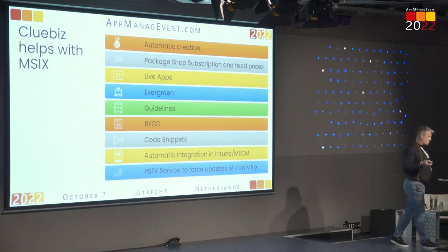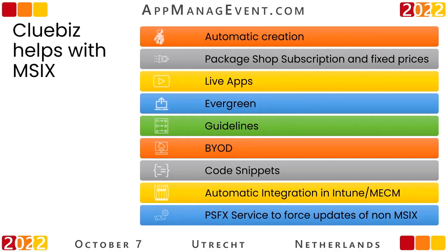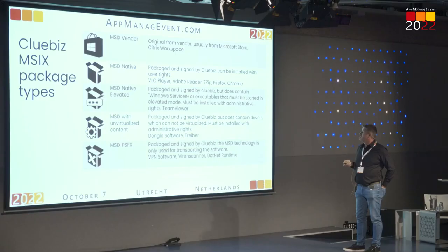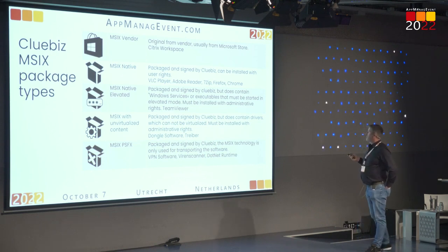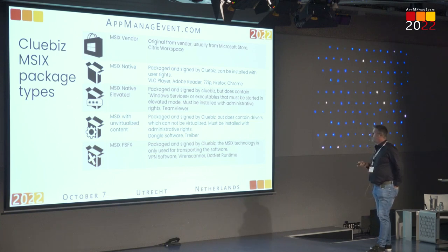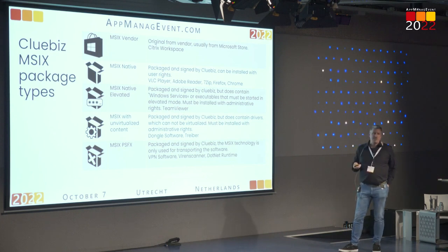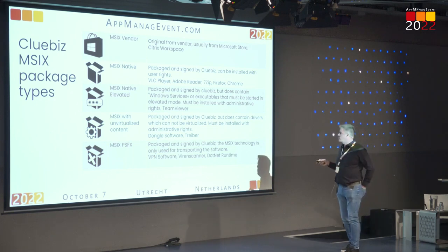And in the end, we have an additional service where we can provide non-compatible MSIX packages. So you have to think of, that's basically the way we think you should go. If the vendor provides the MSIX, use that one. That's the right one. We can create native MSIX packages like VLC player, Adobe Reader, stuff like that. We have elevated packages. That means even we can convert them to MSIX. Still, the user needs administrative rights either during installation or during runtime of the application.